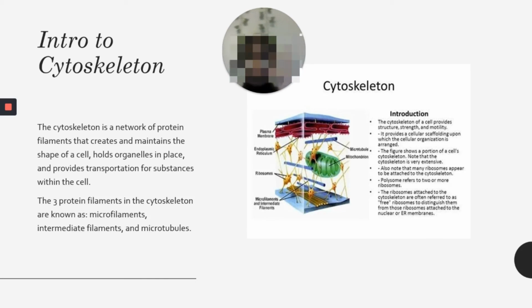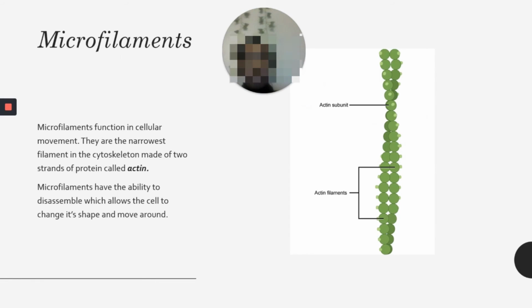The 3 types that we'll be talking about today are your intermediate filaments, your microtubules, and your microfilaments. So the first one that we will be talking about is your microfilaments, and out of the 3 that we will talk about today, these are the most narrow ones. And as you can see, it's kind of like a narrow structure of 2 proteins that are bound together, and these proteins are actually called actin. Now, actin can work with other proteins, and it can do things like providing muscle movements and even cellular division.